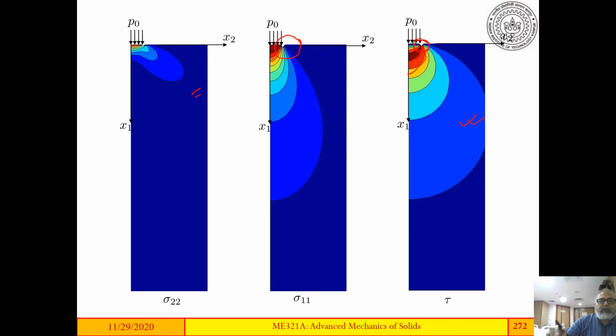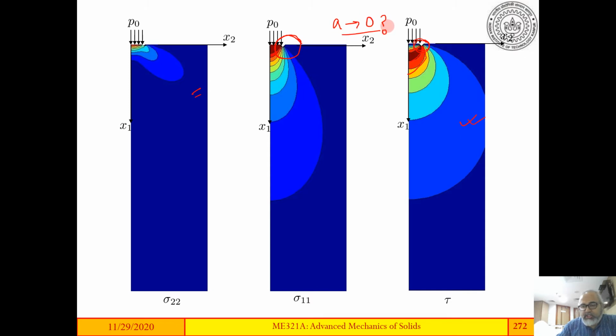Okay, we can take this further and ask the question as to what happens when A tends to 0. When A tends to 0, by the way, you will get a singular point here, and obviously on the other side, which is the mirror image and I have not drawn, you would get another singular point. So there are two singular points at the two edges of the load. Now we ask the question of what happens when A tends to 0.